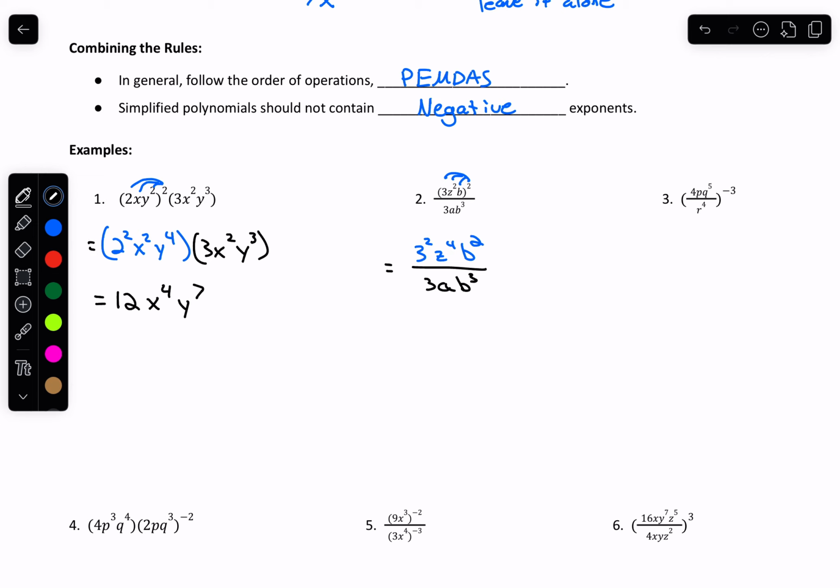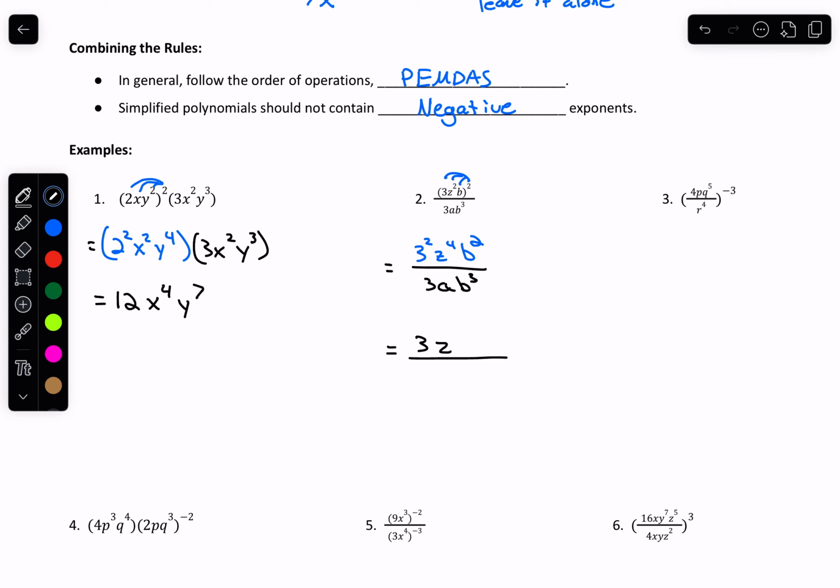All right, so now we can do a little bit more simplification. We have 3 squared on top and 3 on bottom. If I divide those numbers, 3 squared is 9, and 9 divided by 3 just gives me 3. And that 3 is in the numerator because it was 9 on top and 3 on bottom. I have z to the 4th, but no other z is in my problem.